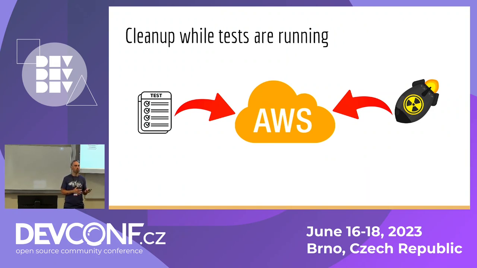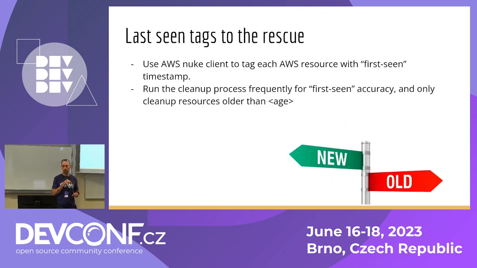The problem was that some AWS resources have a creation timestamp field, but not all of them. To overcome this problem, we figured, how about we add a first seen timestamp, and while we are scanning the resources, if we do it frequently enough, we can add this tag to each AWS resource. And running this frequently enough, the first seen timestamp will be pretty much close to the creation timestamp of that resource. So we are using the AWS client that AWS Nuke uses to connect and scan the AWS account. We are using that client to also tag the resources while it scans them.